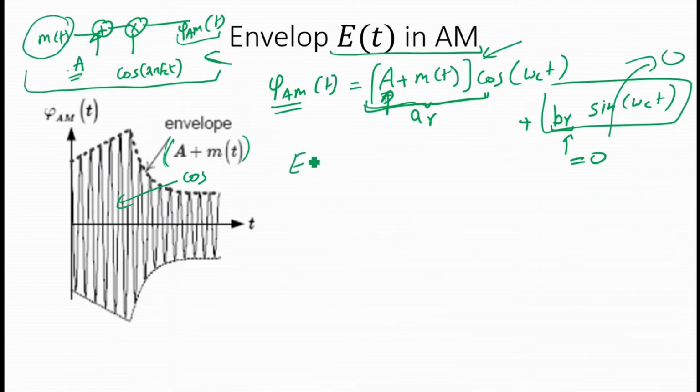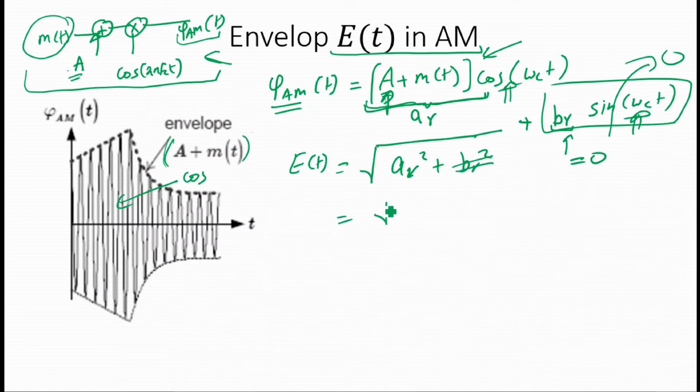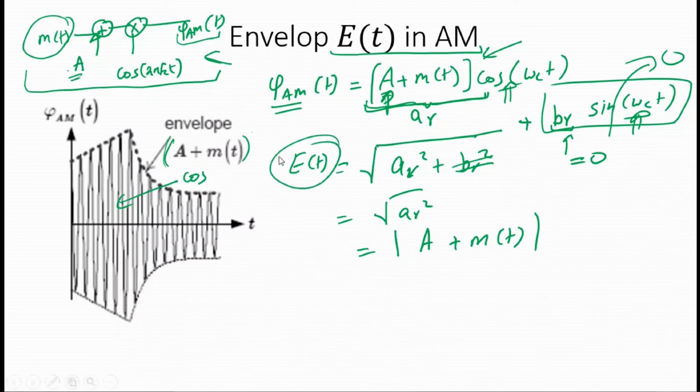So when we are discussing the envelope, that is E of t, what we are saying is that we simply have A_R squared plus B_R squared, that is the function in the in-phase and in the quadrature phase, cos and sine, right? So eventually, since this is basically 0, we are left with A_R squared, and this is simply A plus M of t. So the envelope is A plus M of t, right? So absolute value of it.